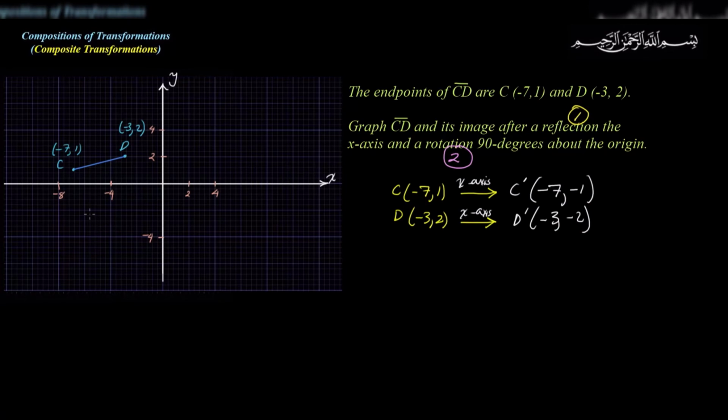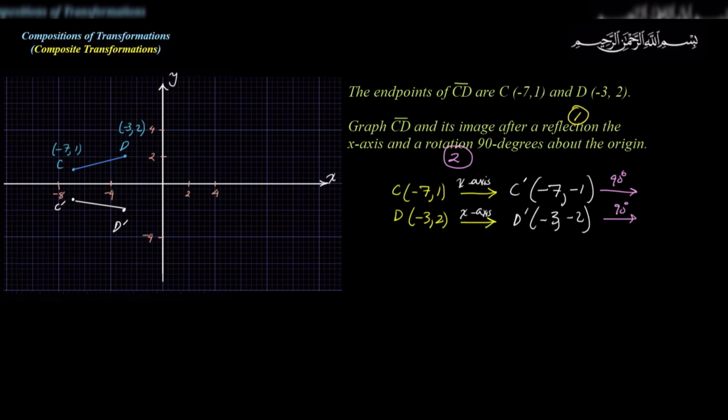So let's graph this out. It's -7, -1. That's C prime, and D prime is -3 and -2. Okay, so I'm just going to connect the dots. That's a reflected image. Got it. And then we're supposed to rotate this by 90 degrees. So we have a 90-degree rotation to both of these.